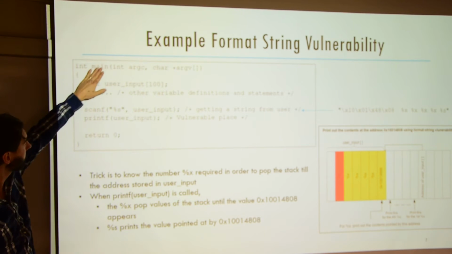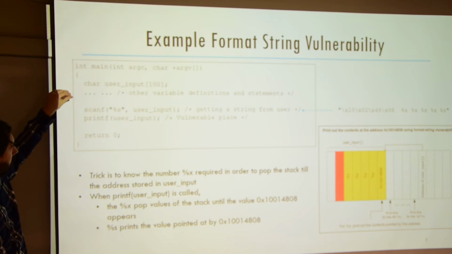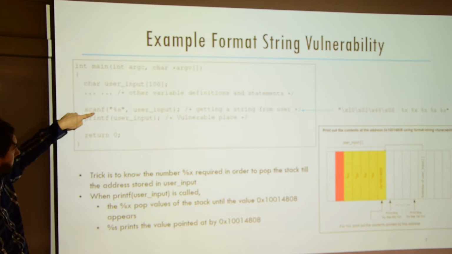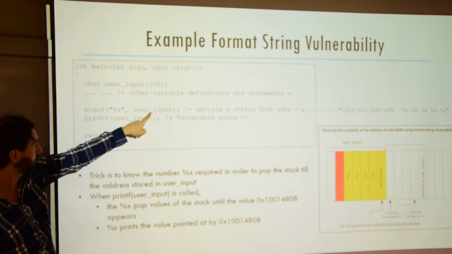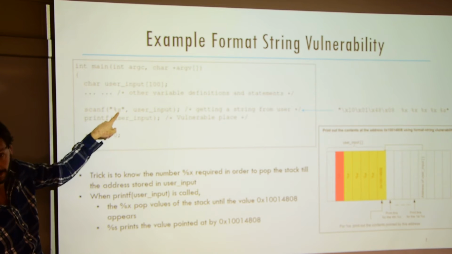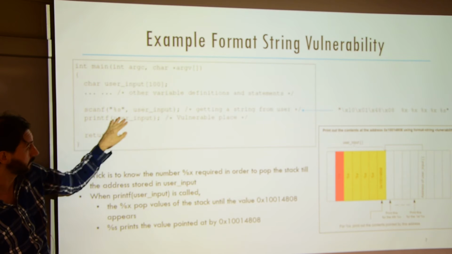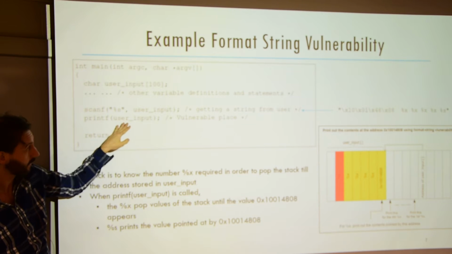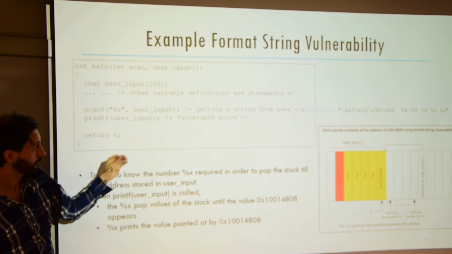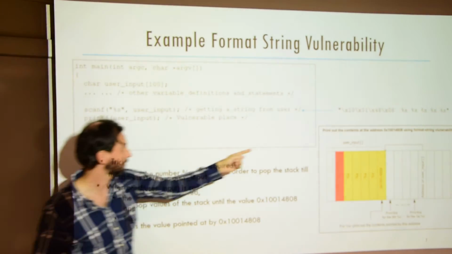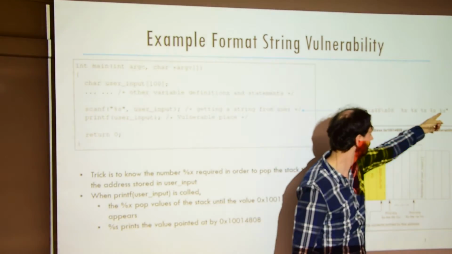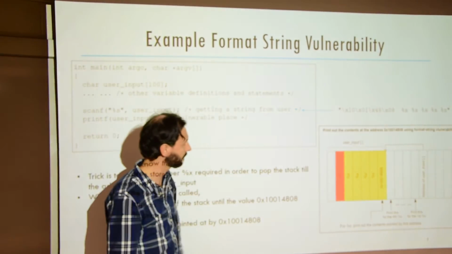So, say we have a main program, and what are we doing? We do a scanf, so we want to have some user input, like in the form of a string, and then we are going to do a printf of the user input, and that's a vulnerable place. Now, why is that? The user input I can construct in a special way. For example, like this. What is happening?